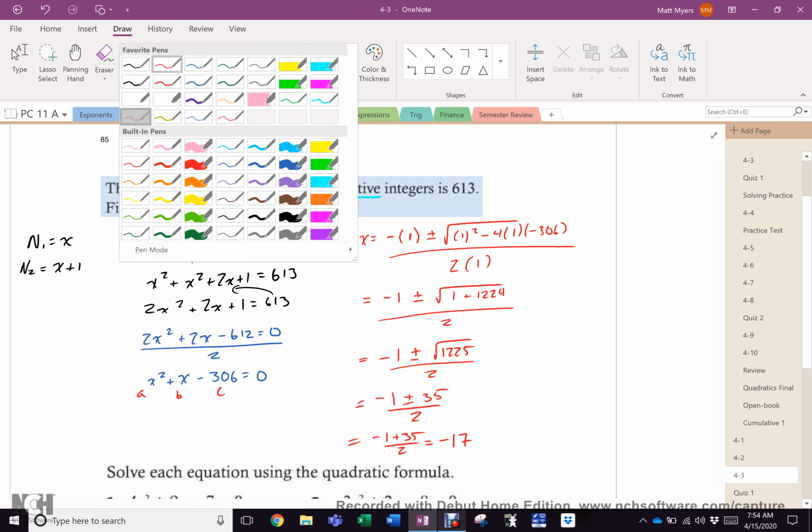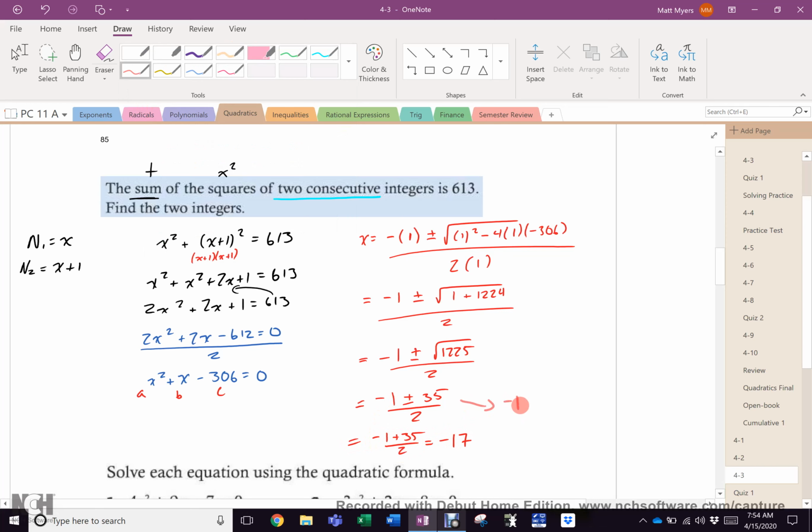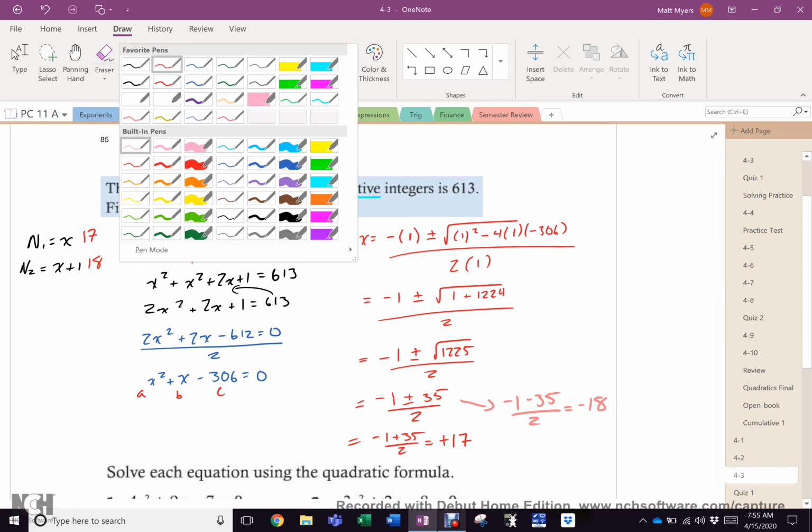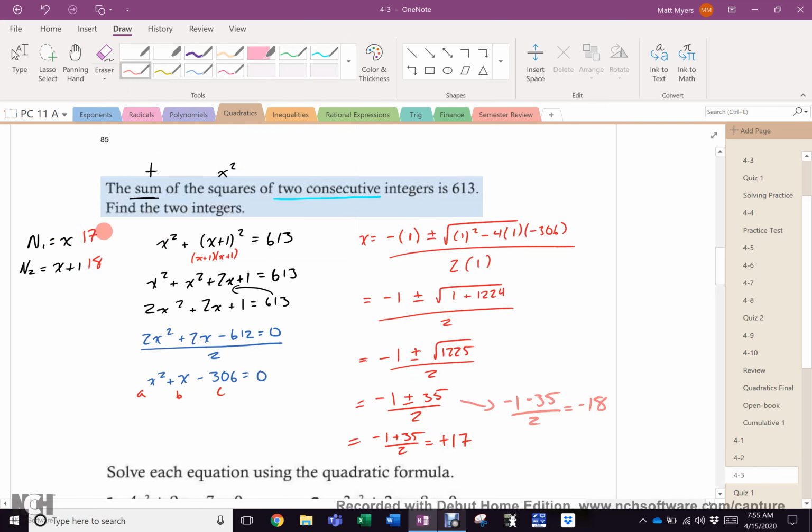And I'll change shades to a different shade. Negative 1 minus 35 over 2 equals negative 18. Oh, sorry, this one is positive 17. So, x could be 17, which means it could also be 18. Or x could be negative 18, which would make this negative 17. Those are both the correct answers.